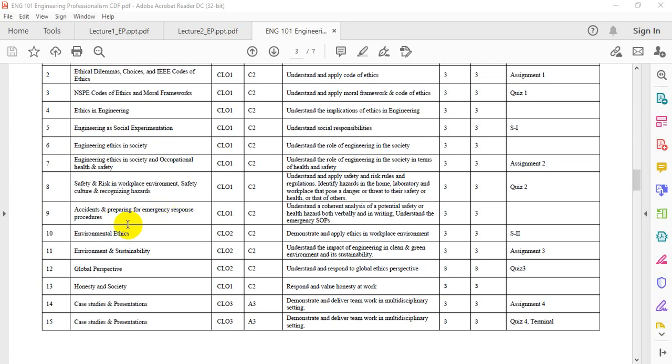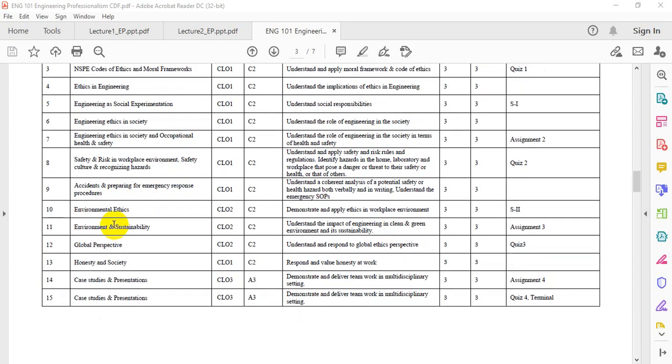Okay, so what is the emergency response procedure? Environmental ethics, very important topic nowadays. Everybody nowadays, each engineer, even in the final year projects, FYPs, most of the students are making engineering projects which also correspond to environmental and sustainability. So this is what people are going towards, the green technology, making designs which are environment friendly, which are sustainable.